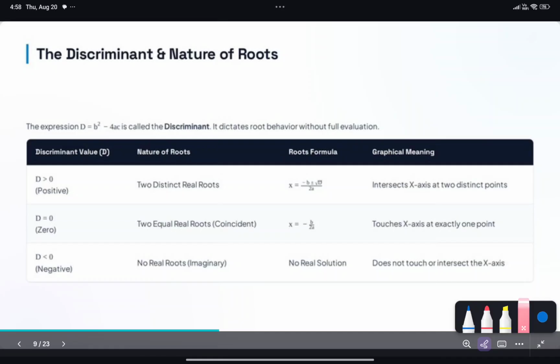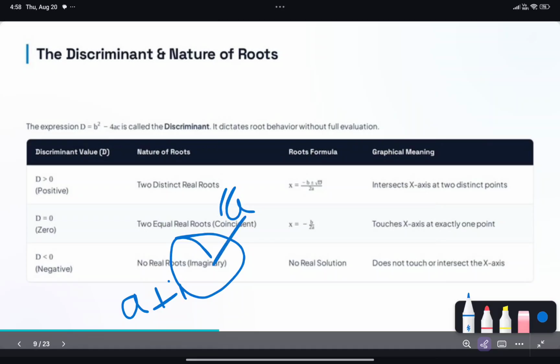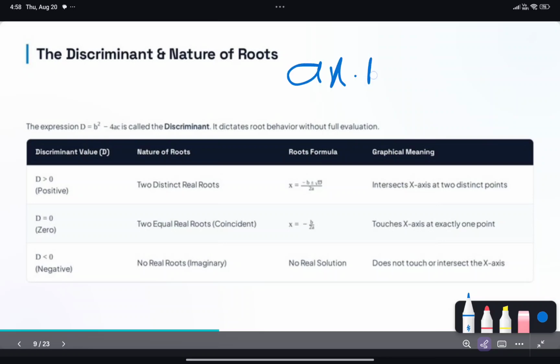D less than 0 means negative. No real roots. No real roots does not mean there are no roots at all. There are imaginary roots, in the form a plus ib. What is the format of the imaginary roots? a plus ib. You can write a plus ib also, no problem.